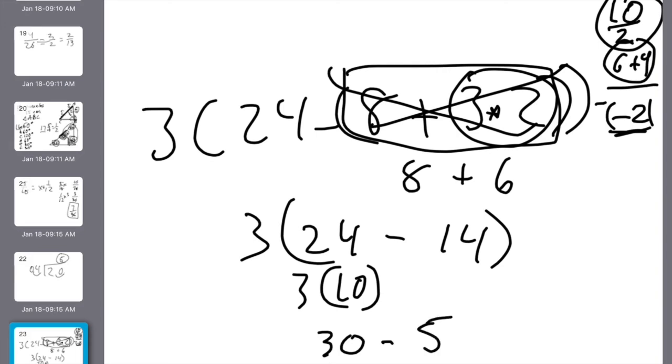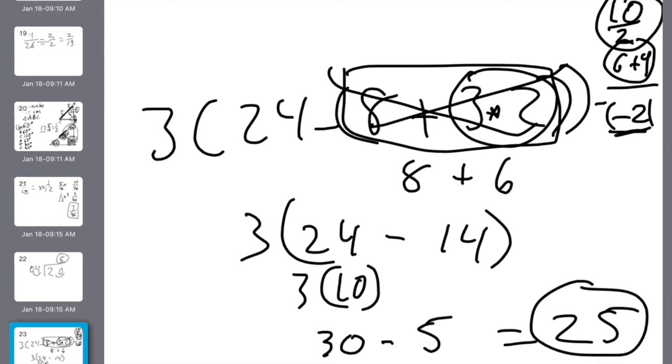The absolute value of -2 is +2. 10 divided by 2 is 5, so I'm subtracting 5 at the end. And 30 minus 5 is 25. We're going to get at least one of these a day, guys. They're awesome like that. Training your brain to do those things in the correct order that you're doing it.